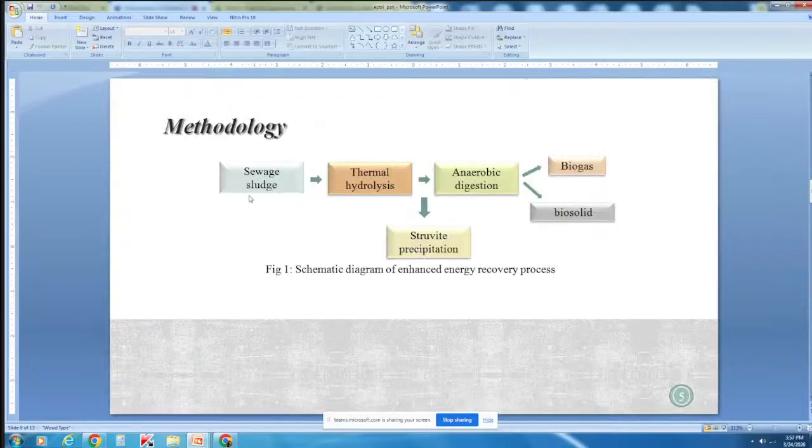Here the methodology is: you take the sewage sludge through thermal hydrolysis, and after the thermal hydrolysis treatment you go for anaerobic digestion, where you can recover biogas and biosolids. After thermal hydrolysis, the liquid can be utilized to precipitate the phosphorus in the form of struvite.